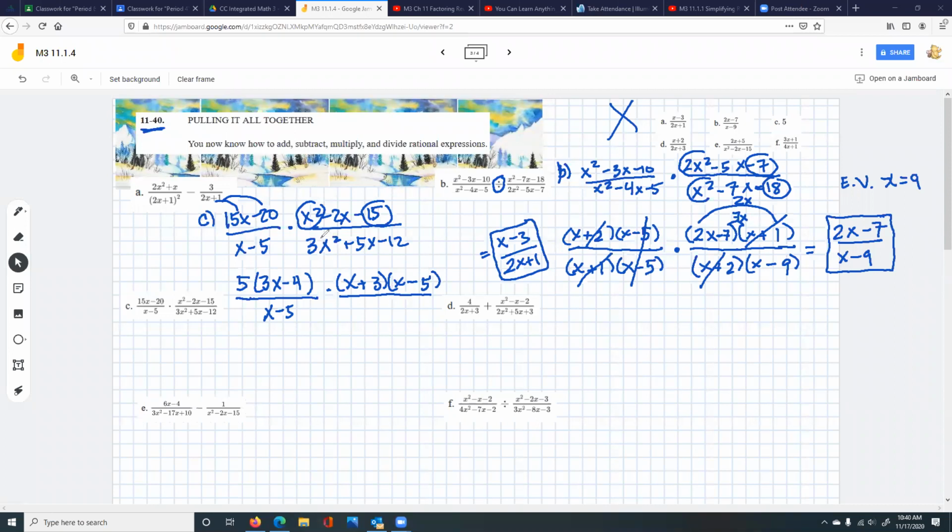Okay, now I got to factor this trinomial, so I'm going to start with a 3x squared. That would be 3x times x. Now I'm going to factor 12. It's a little tricky because you can use 2 and 6 or 3 and 4.